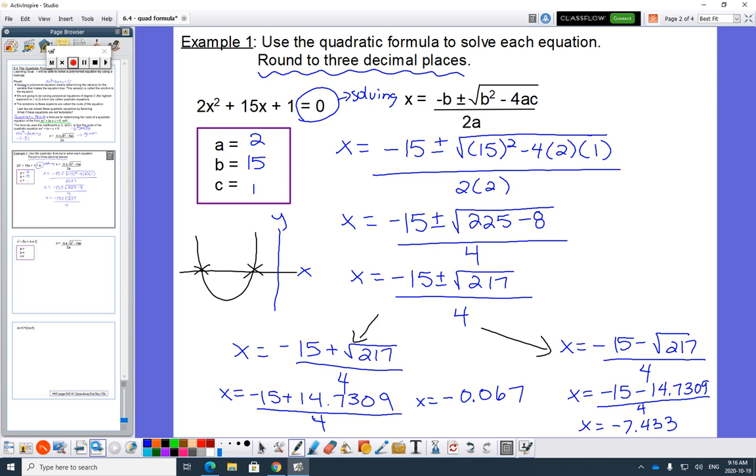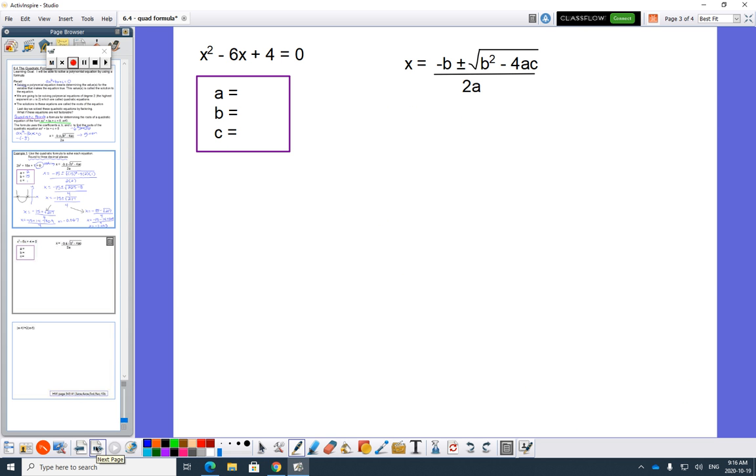Okay? So now this one is similar, except this time the b value is negative, so I chose that on purpose. So the a value is now 1, b is negative 6, and c is positive 4. So when you go to plug it in, you're going to get that negative b that you need to be careful of. So out here you need to be careful, and also when you plug it in under here. Yes, Ty? Yes.